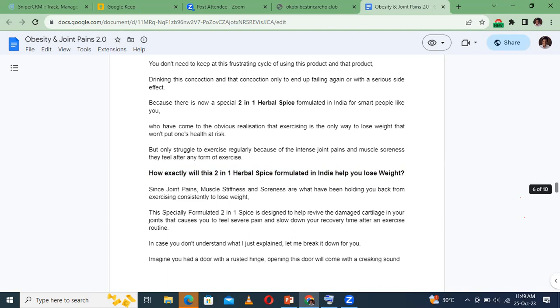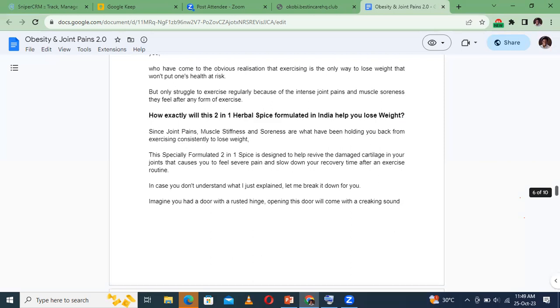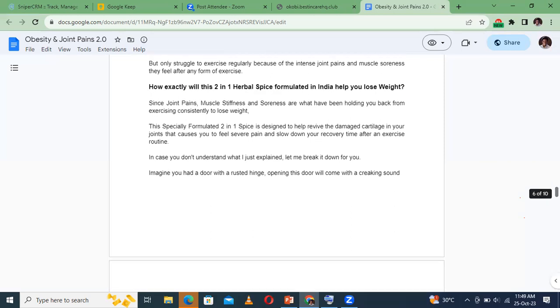It's important that you simplify your write-up very, very well. Copywriting is not academic writing. If you write like you're writing academic writing, you will not sell. You have to write like you're writing to a 7-year-old so that they will understand very well. Let it be as simple as possible. So let's continue. In case you don't understand what I just explained, let me break it down for you.